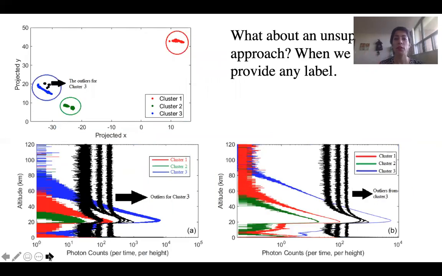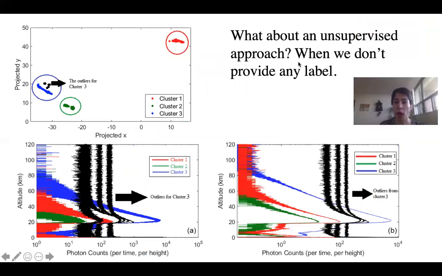Having this in mind, we thought that this is really good, but we don't really want to have labels all the time. What about we use unsupervised learning? In unsupervised learning, we do not need to have labels, and this is a data-driven methodology. So for each night of measurements, when we had fewer scans, we decided to cluster them. And actually the result was quite interesting.